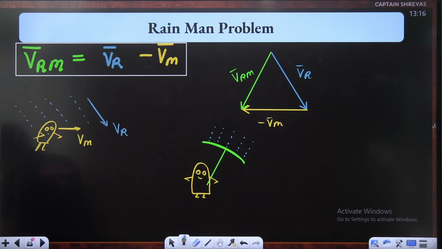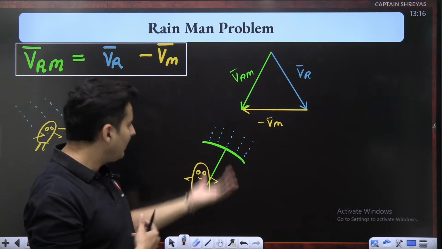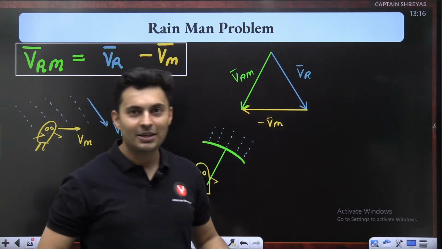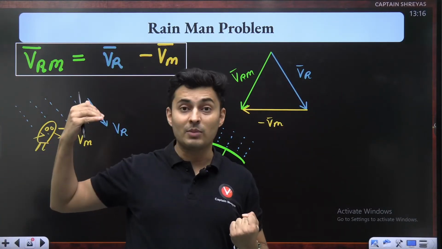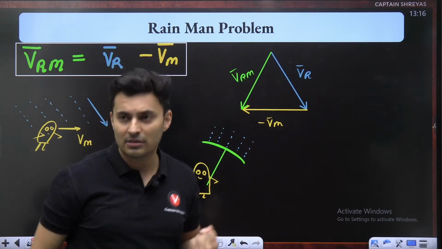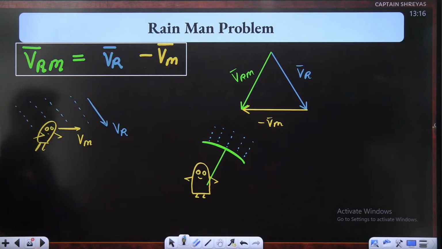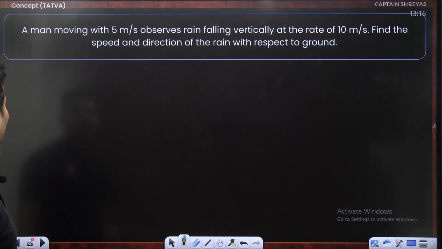Is that clear, everyone? Amazing, isn't it? Rain was coming from behind, but in this scenario, you ended up holding the umbrella in the front, even though the rain is coming from behind, because for you, you are moving so fast, the rain appears to fall on your face. What an amazing thing. So let's solve some questions based on this.